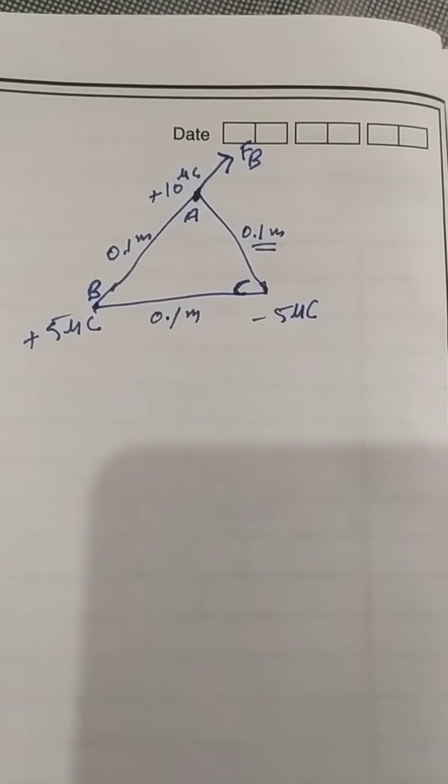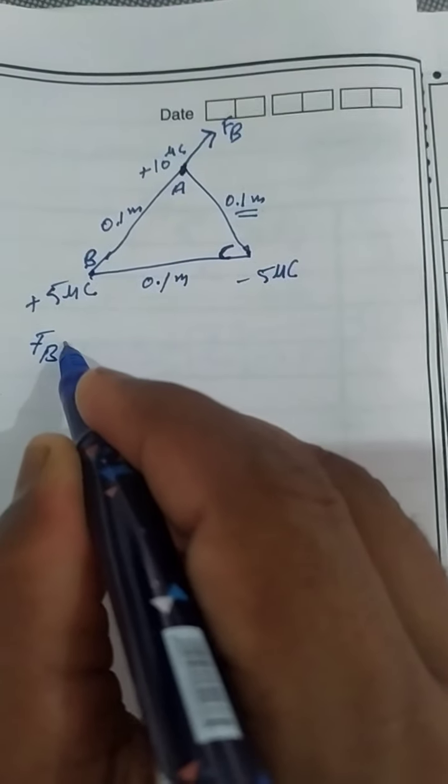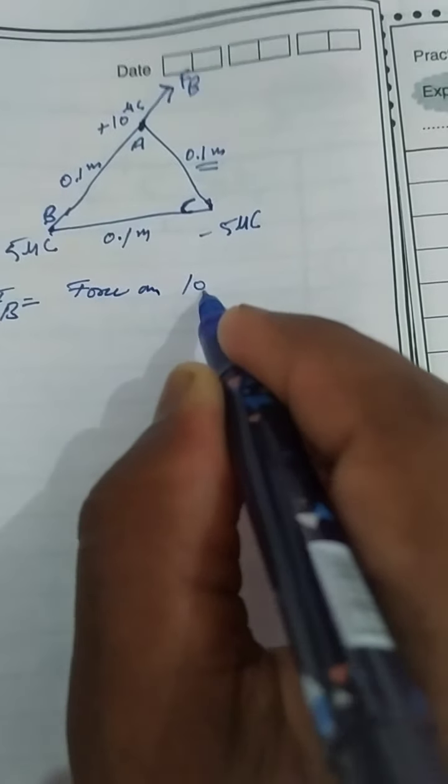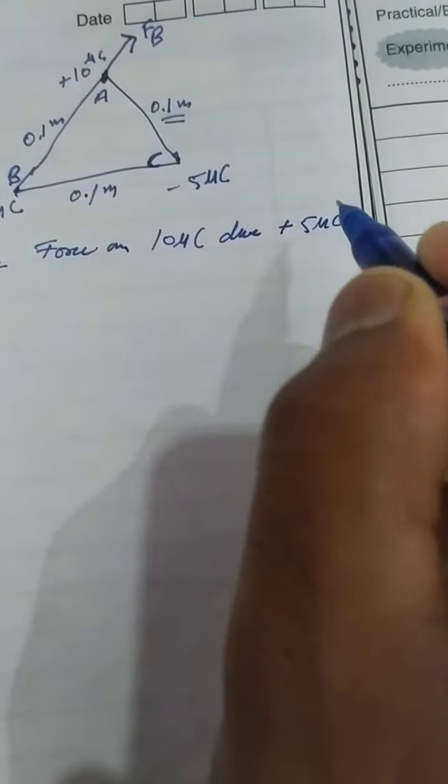This force is called FB. FB is the force on the charge 10 microcoulomb due to 5 microcoulomb. What is FB? It is the force on 10 microcoulomb due to plus 5 microcoulomb. As you know, this will be a repulsive force. So this is the value of FB. And what will be the value of FB?